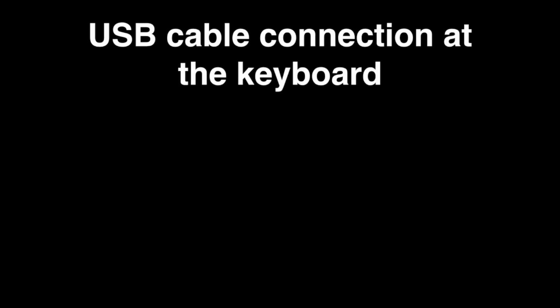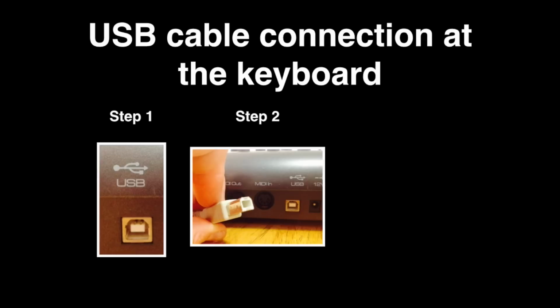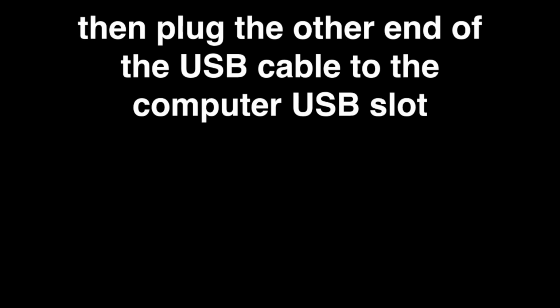When you're connecting the keyboard to the iMac or MacBook, the first step is to locate the USB insert on the keyboard. Step 2, make sure you have the right end of the USB cable that you're going to plug into the keyboard. And step 3, when you're plugging that cord into the USB insert on the keyboard, make sure you do it gently. Then you need to plug in the other end of the USB cable to the computer USB slot.